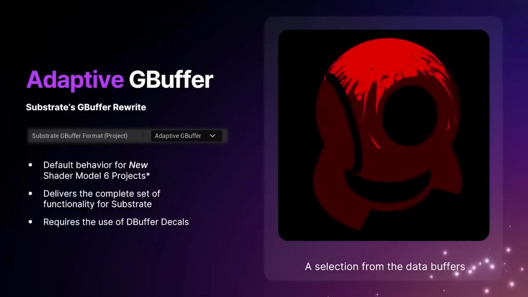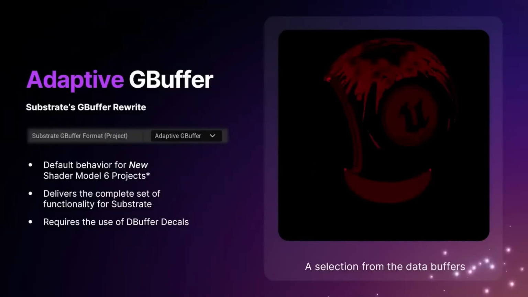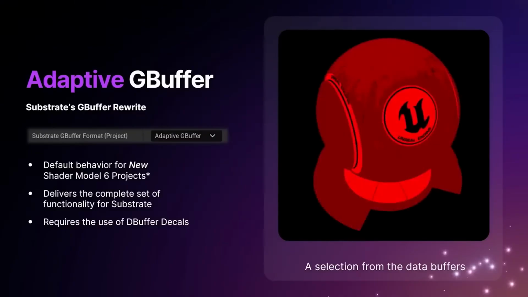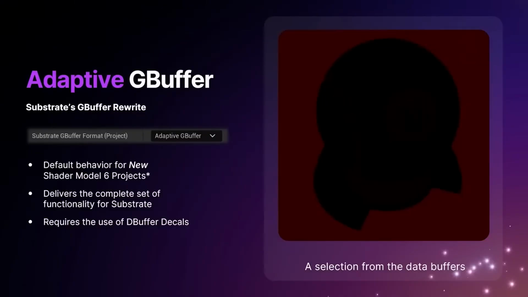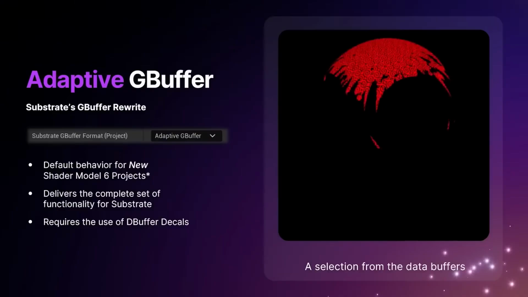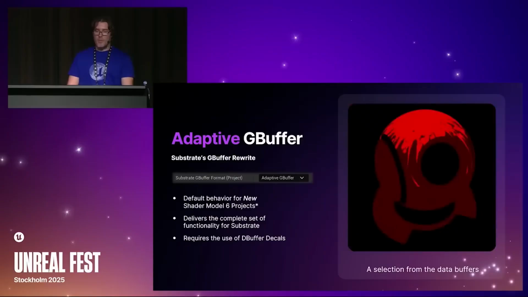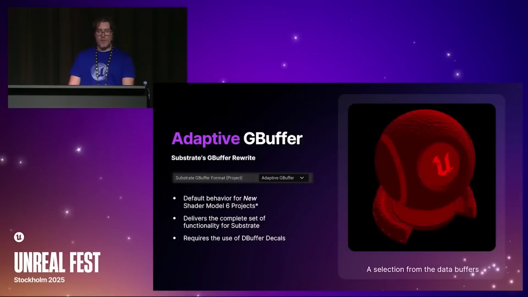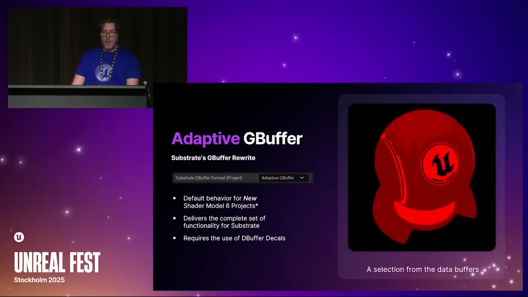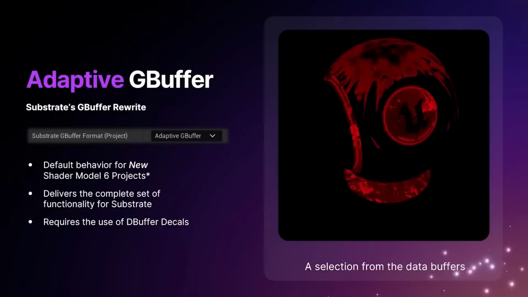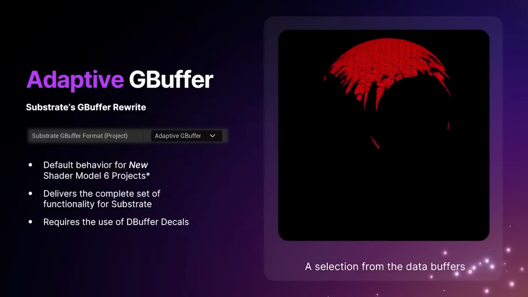Earlier, I mentioned that Substrate introduces a complete reconfiguration of the G-buffer. But there's an asterisk to that, because how Substrate stores and accesses data actually depends on which rendering path is used. There are two G-buffer modes in Substrate today, the adaptive G-buffer and the blendable G-buffer. Let's break them down. The adaptive G-buffer is intended to be the new default for Shader Model 6 platforms and new projects targeting PC SM6, PlayStation 5, and the Xbox Series consoles.